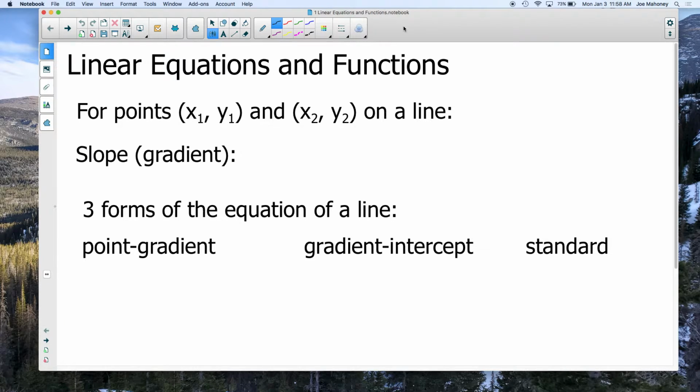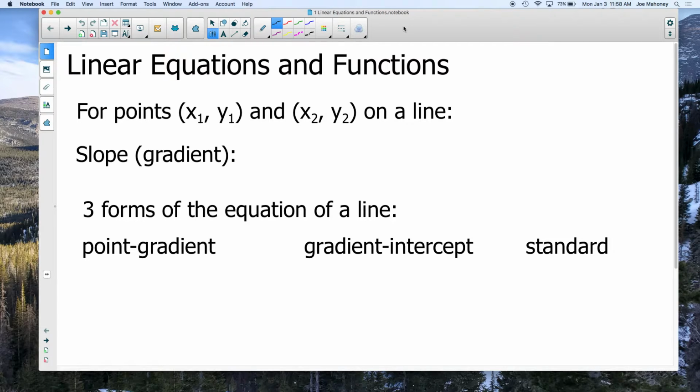Let's talk about some linear equations and linear functions. Oh, we love lines. If you think about it, a line is just a collection of points that are all collinear. I'm going to pick two of them, let's call them (x1, y1) and (x2, y2). And you might remember talking about the slope of a line. In IB, we call it the gradient of a line.